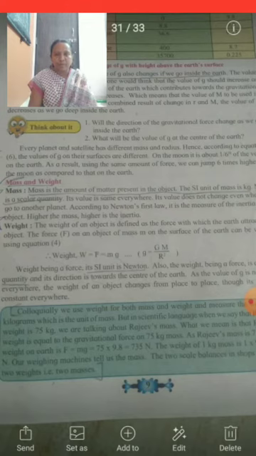What is meant by free fall? The box given under it, do you know? It is deleted from the syllabus. We do not have to study it.